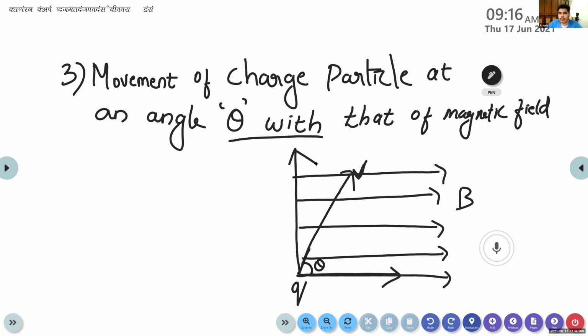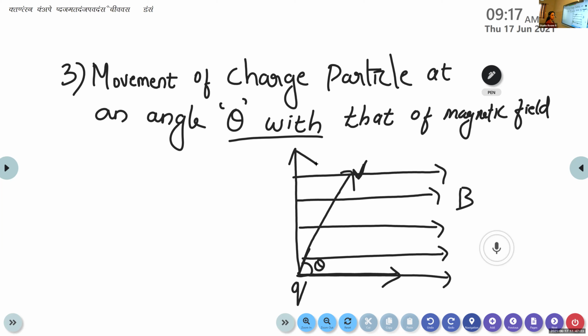Ma'am, can you tell the first sentence again? Okay. Here we consider a uniform magnetic field and the charged particle enters at an angle theta with a velocity v.